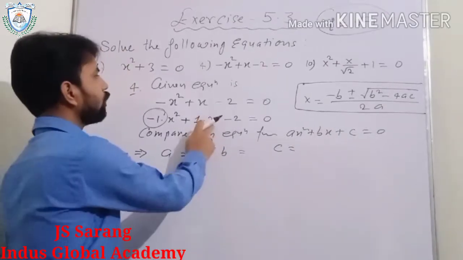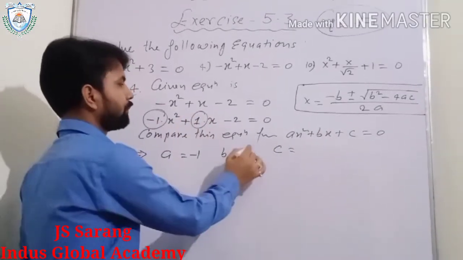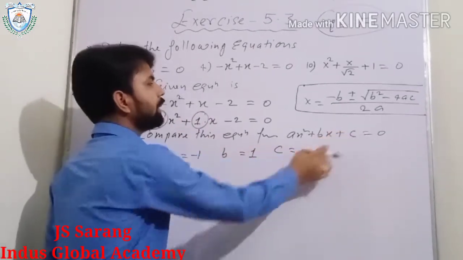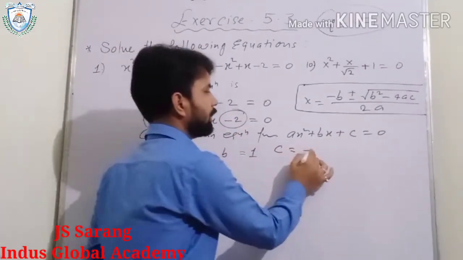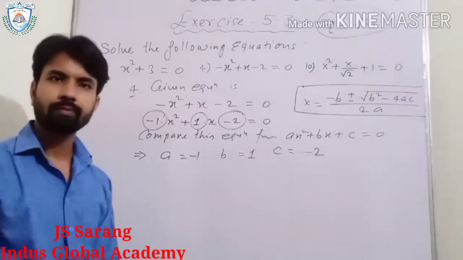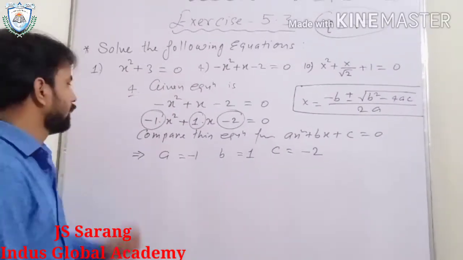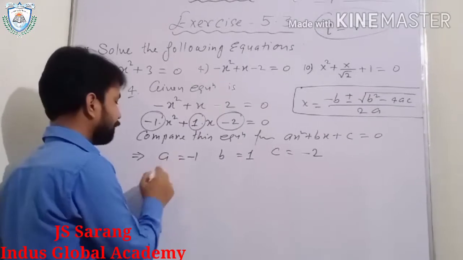B is the coefficient of x. So what is the coefficient of x here? That is 1. And c is the constant term. So what is the constant term here? Minus 2. So c is minus 2. Hope it is clear. Okay. Now we will use the quadratic formula.